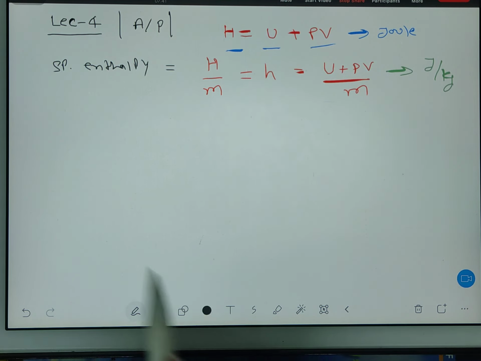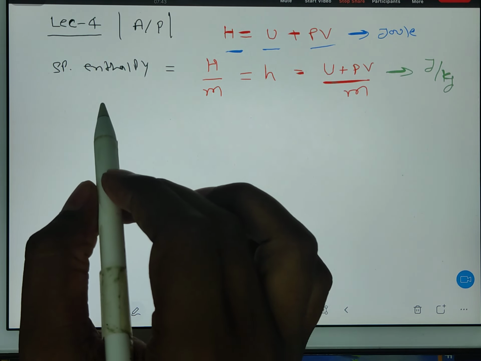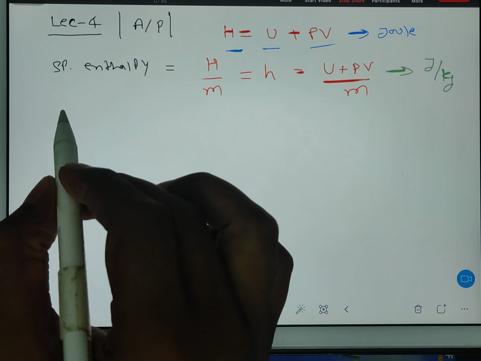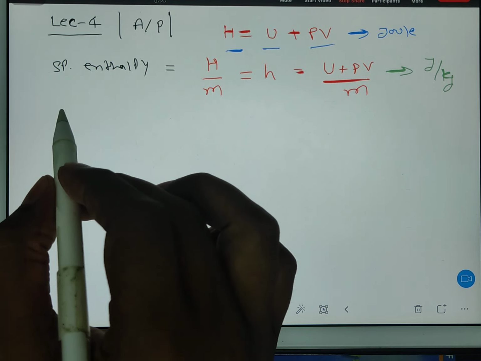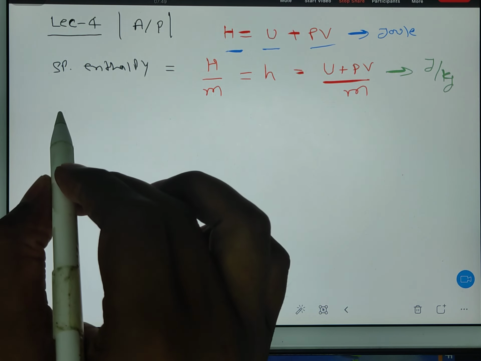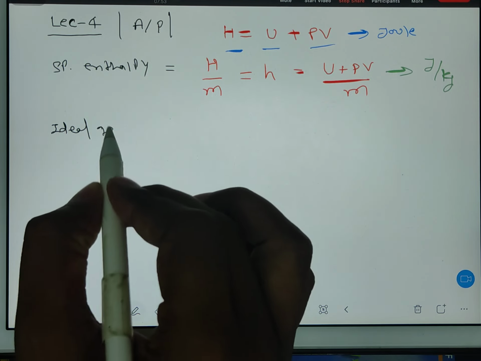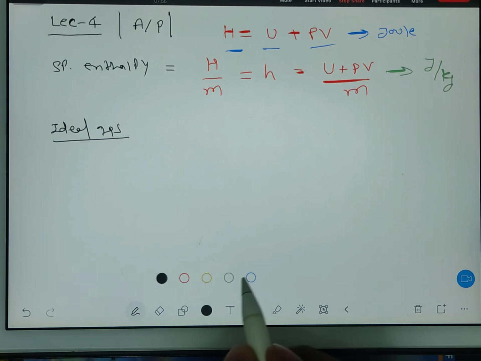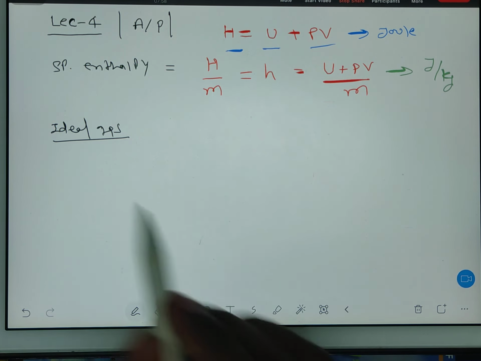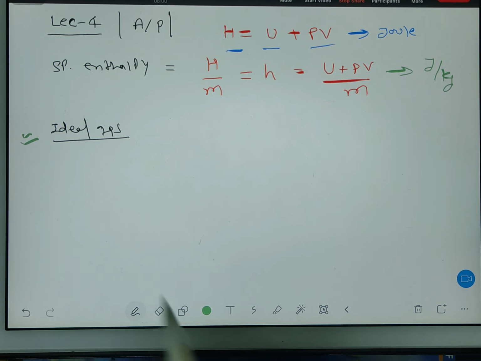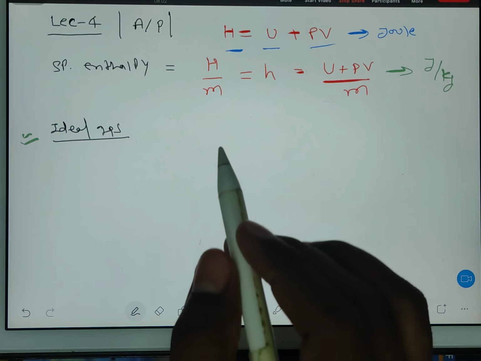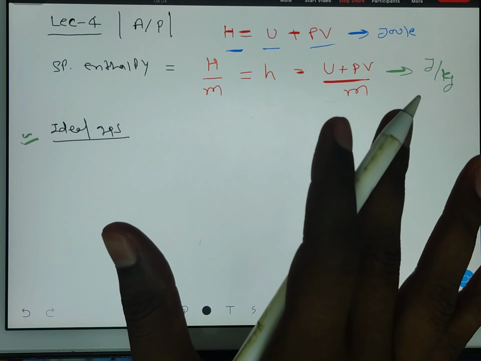Okay, now we are going to discuss here the ideal gas law. So before discussion of the ideal gas law, we should understand what is an ideal gas. And why to bother about ideal gas, why is there a need to study ideal gas? Because we have to face some assumptions.